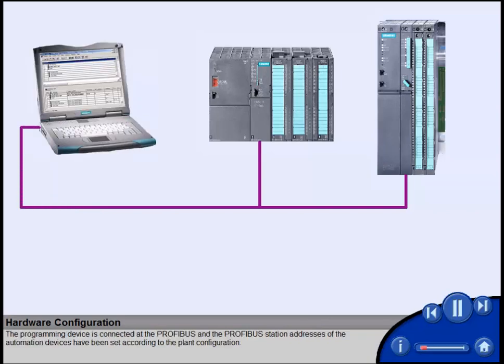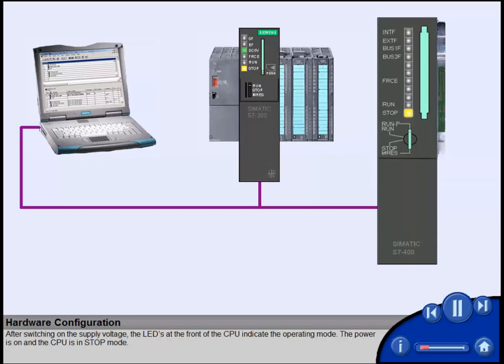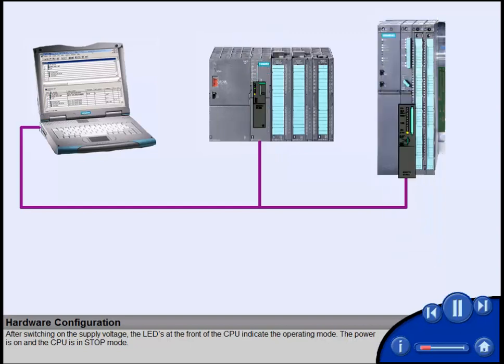The programming device is connected at the Profibus, and the Profibus station addresses of the automation devices have been set according to the plant configuration. After switching on the supply voltage, the LEDs at the front of the CPU indicate the operating mode. The power is on and the CPU is in stop mode.